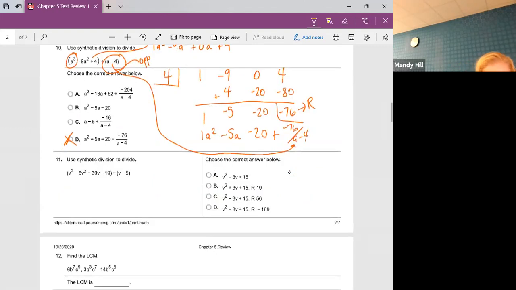Number 11 is also a synthetic division problem. So we do the opposite of whatever is here. So if it's a minus 5, you want to put positive 5. I've got a v to the 3rd, a v squared, a v, and a constant term. So this one is already in order. I don't have to put that 0 like I did the last one. So we would have 1, negative 8, 30, negative 19.